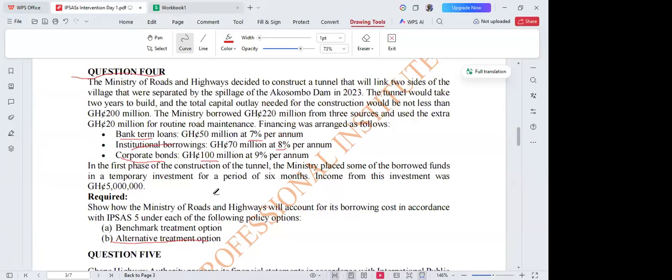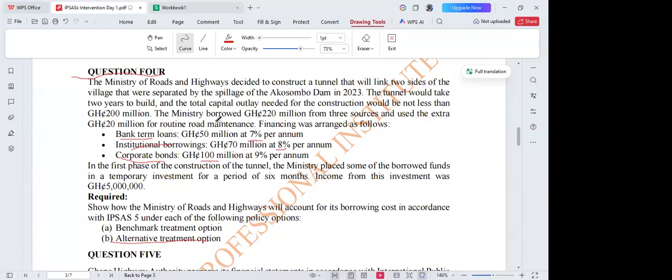Specific or general? Ransford, your hand is up. Go ahead. "It's a specific borrowing." Why specific? Why not general? "Because it's to construct a tunnel, an asset, specifically for an asset, but not for any general expenditure." Exactly. They said they use it to construct the tunnel. So this is specific borrowing. They went for it specifically for the construction.